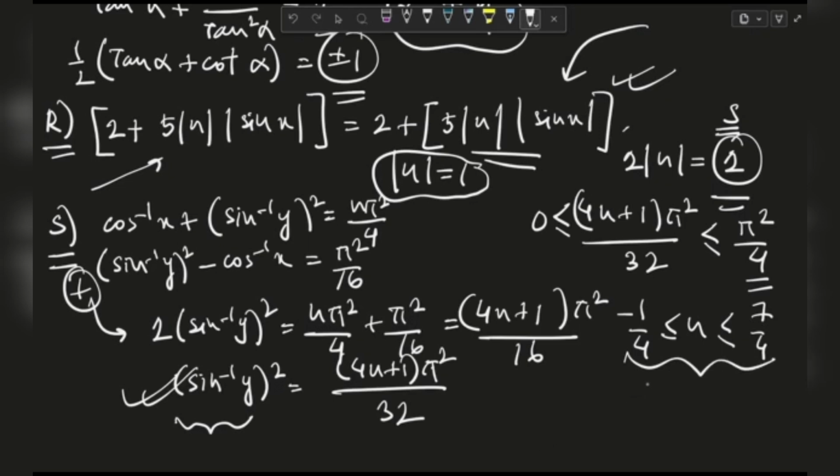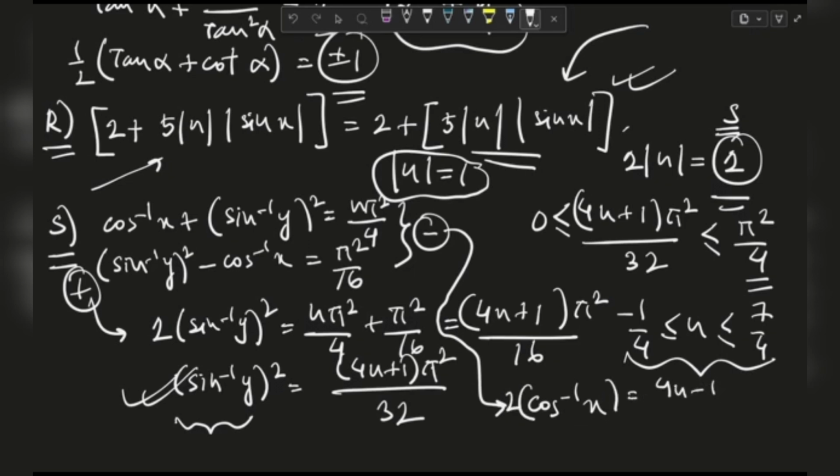Now in a very similar way, if you subtract these two equations, I will give an arrow. Minus here means subtract. If you subtract these two equations, then you will get 2 times cos inverse x as (4n minus 1) times pi squared by 16. So your cos inverse x comes out to be (4n minus 1) pi squared by 32.